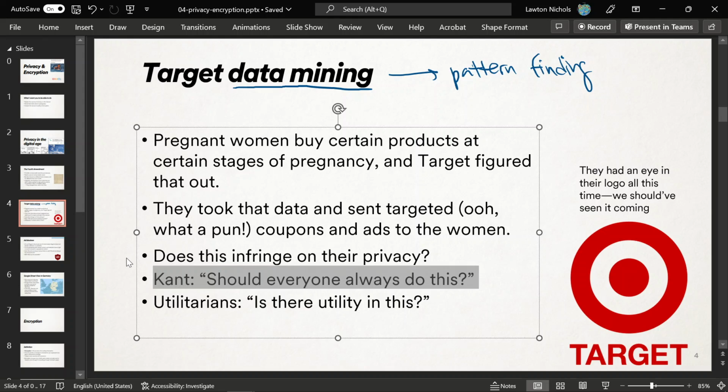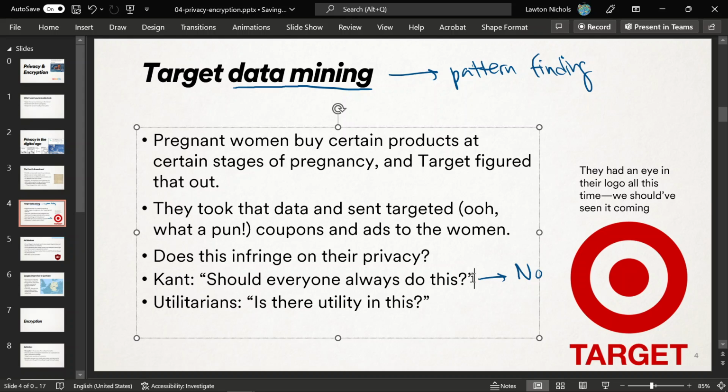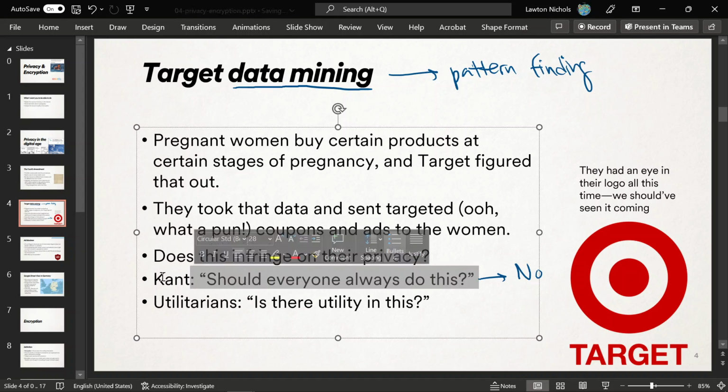So I think Kant would ask the question, like, should everyone always do this? Should everyone always try and mine as much data, try and sell people things that they're interested in, shove these ideas down somebody's throat? And I think the answer would be no from Kant, because he's all about treating people not as means to an end, not as means to a profit, but as humans. I don't always want to be thrown ads every time I walk out the door or walk into a Target. So I think Kant would say, no, this is a bad idea.